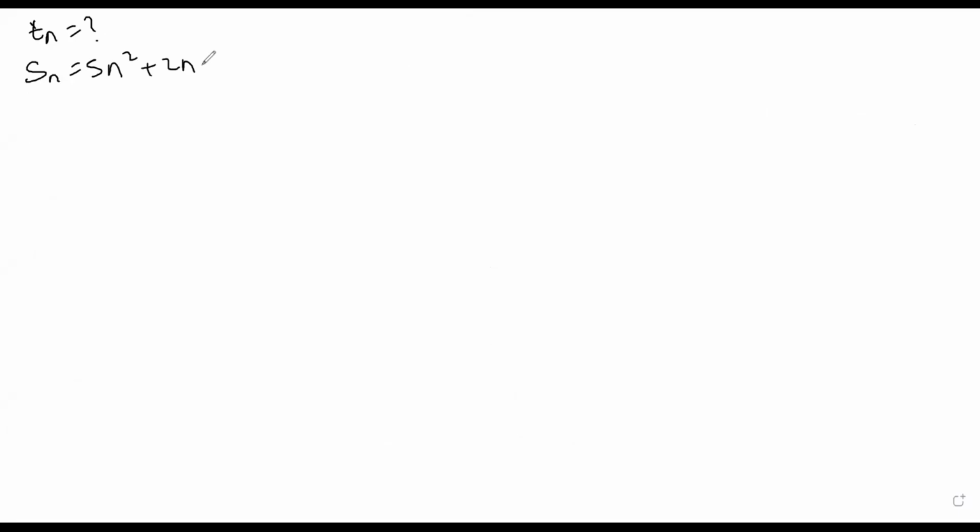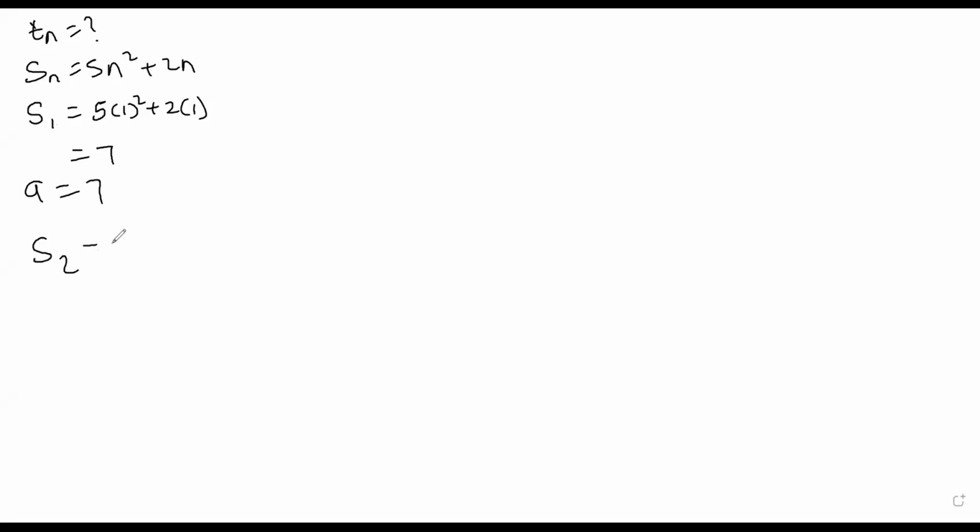Sn is the sum of first n terms. So I will find out S1. It will be 5 into 1 square plus 2 into 1, that is 7. S1 is nothing but T1, the sum of the first term. The sum of the first term is the first term itself. So your first term is 7.